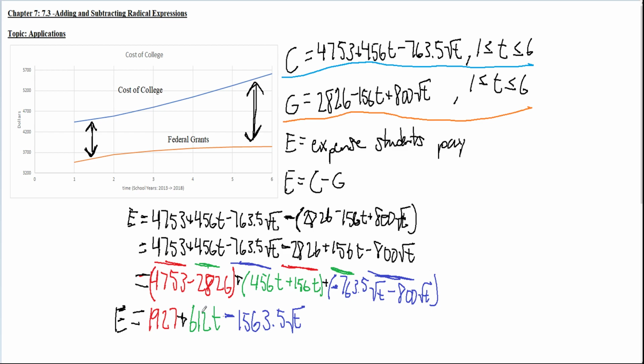So if I wanted to find how much it would cost a student when t equals 3, I would just take that value and put it into here. Let's go ahead and do that. So E is equal to 1,927 plus 612t minus 1,563.5 square root t. Whoops, not square root 3, square root t. I'm going to substitute in 3 though, so let's go ahead and do that.